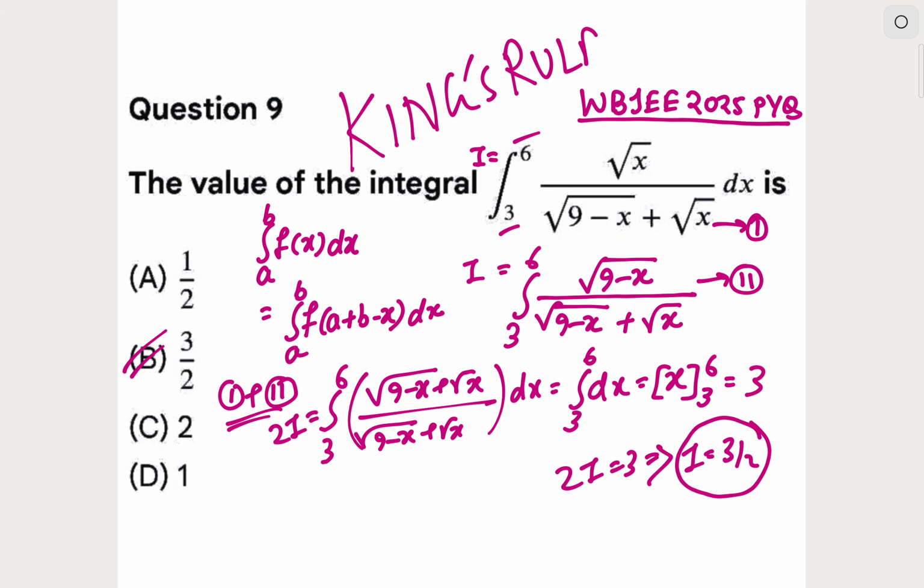King's rule. So we need to apply King's rule for this type of questions of integration. Just check that 6 plus 3, if we add them and subtract x, then we are getting this form. So for this type of question, just apply the King's rule.